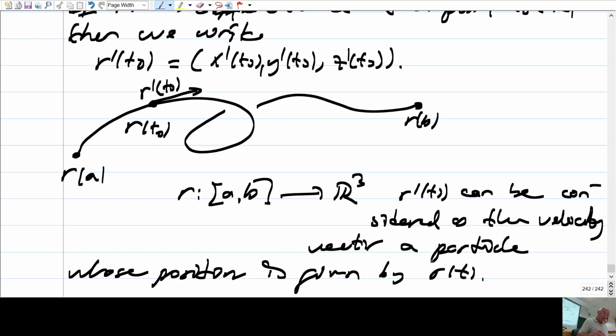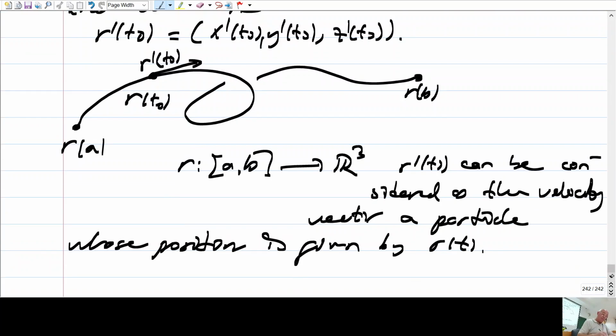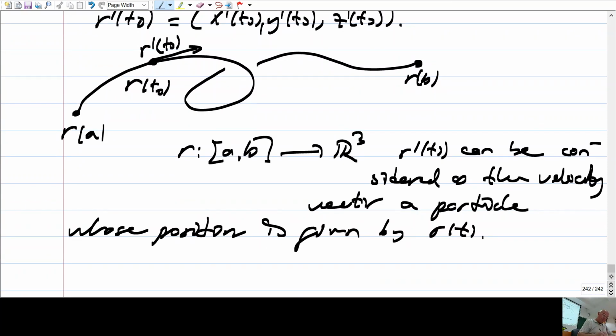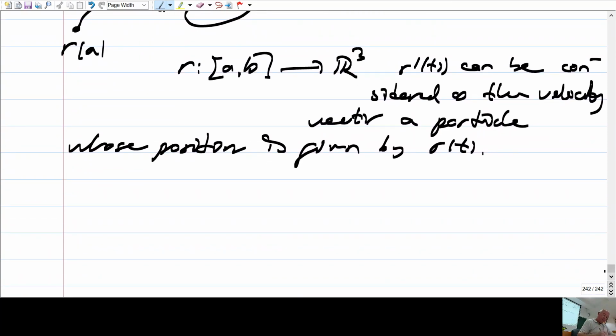If r(t) is an expression giving the motion of an object, suppose we have a moving particle and r(t) is the position of the particle at time t, then r prime t is just the velocity vector.